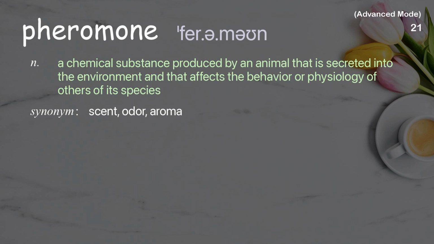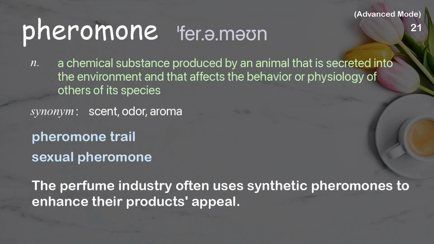Pheromone. A chemical substance produced by an animal that is secreted into the environment and that affects the behavior or physiology of others of its species. Examples: Pheromone trail. Sexual pheromone. The perfume industry often uses synthetic pheromones to enhance their product's appeal.